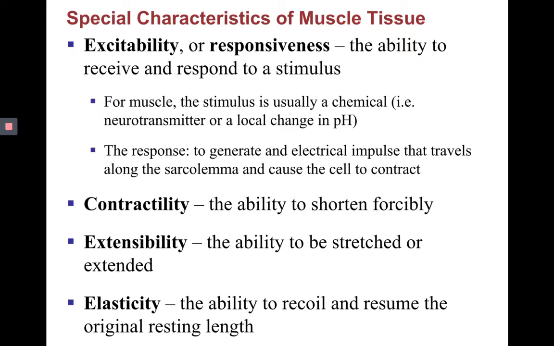There's also extensibility. Not only can muscle cells shorten, they can also stretch, they can be extended. So there's a fair bit of elasticity to muscle tissue as well, because after they extend, they can recoil to their original shape or their resting length.